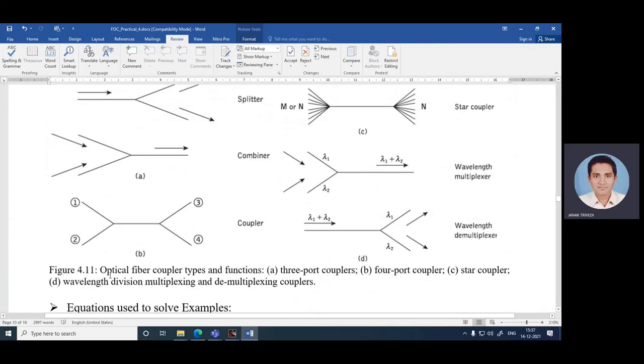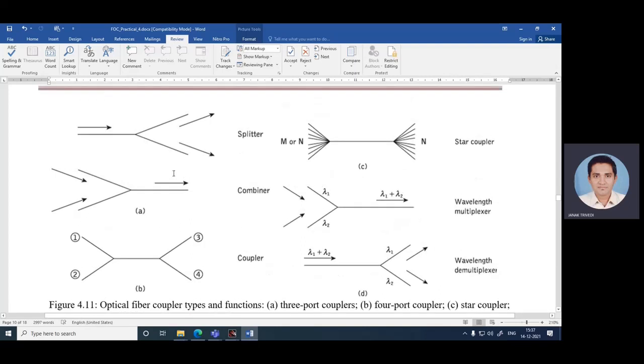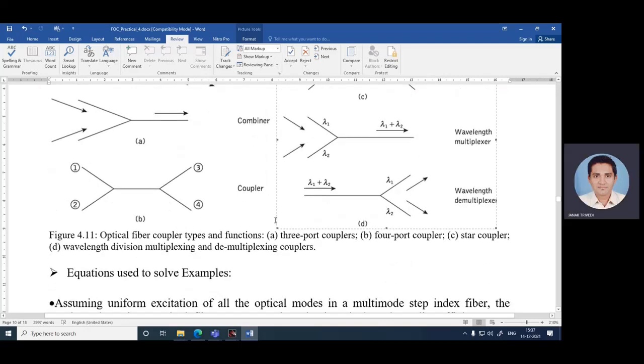This is figure 4.11, indicating optical fiber coupler types and functions, with A, a 3-port coupler. Option B is a 4-port coupler. C is a star coupler. D is a wavelength division multiplexing and demultiplexing coupler.